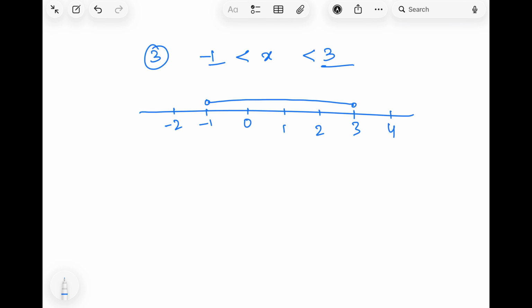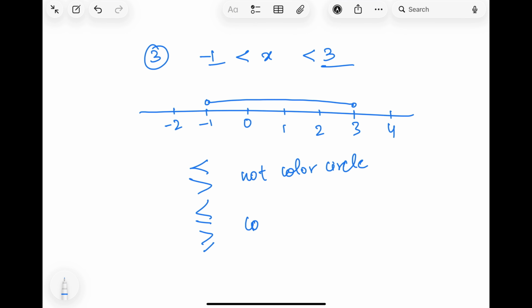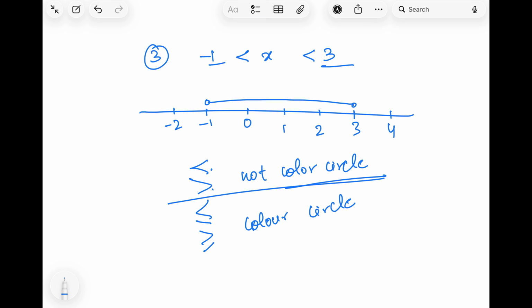No. So always remember, if it is only less than or greater than, we will not color the circle. But if it's less than or equal to or greater than or equal to, we will color the circle. Very easy to remember. That means only less than or greater than will not color the circle. If less than or equal to, greater than or equal to, we will color the circle.